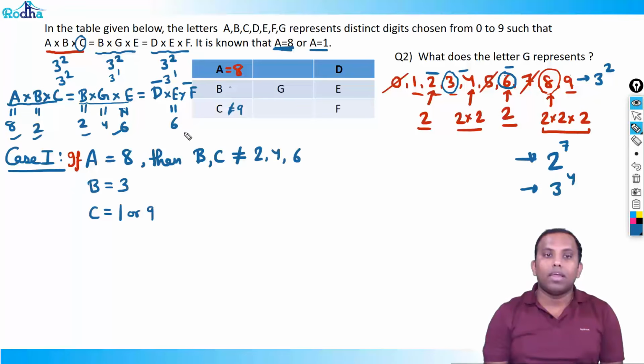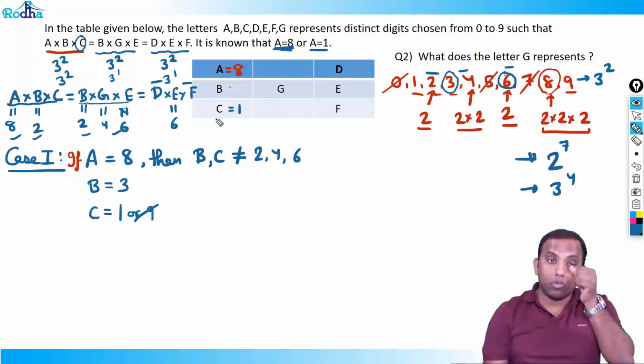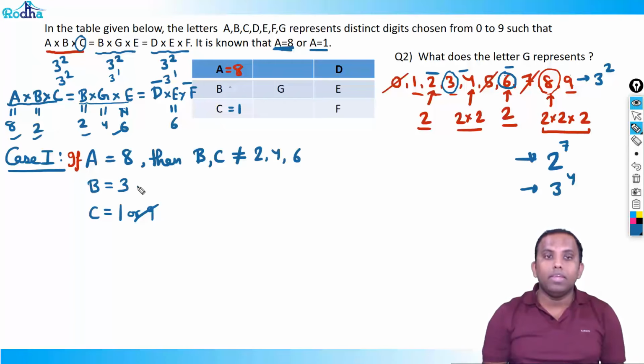So if C cannot be 9, for sure C has to be 1. Right? So now when C is 1, then B is 3 or 9, because B and C cannot be 2, 4, 6. So when C is 1, B has to be either 3 or 9.